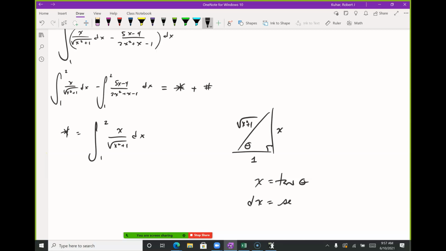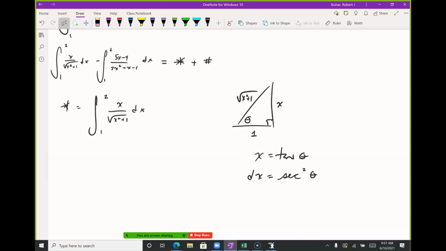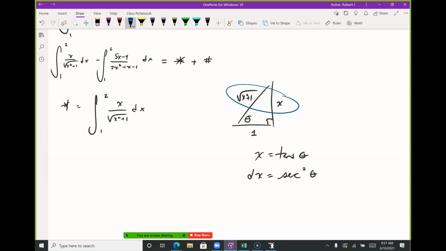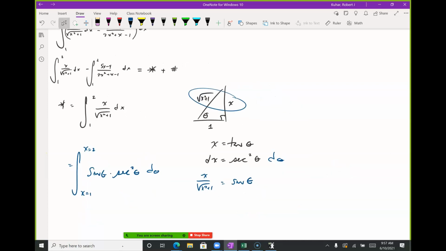So dx is secant squared theta. And then what is the square root? Oh, you could see I could just use this for the whole thing, right? Which is what? Sine of theta. Yep. So I have the integral from x equals 1 to x equals 2 of sine theta times secant squared theta d theta. Make sure everyone's okay there.